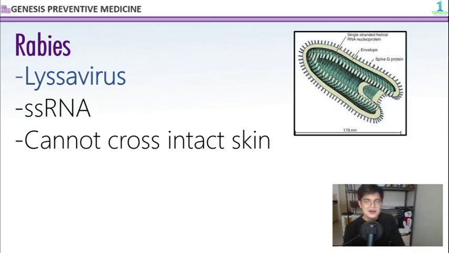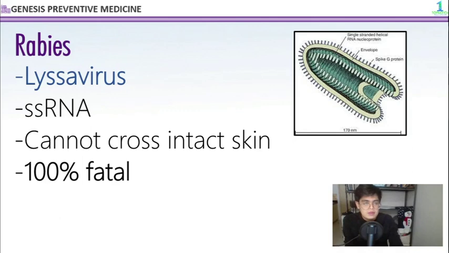So again, back to rabies: ssRNA cannot cross intact skin. This means that the method of transmission of rabies requires that intact skin be violated. So if it's just saliva, sweat, or whatever fluid comes in contact with the person, the patient, but intact skin has not been violated, then rabies cannot be transmitted, theoretically.